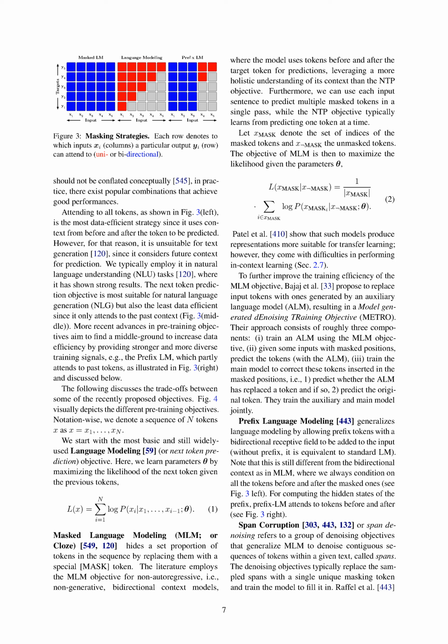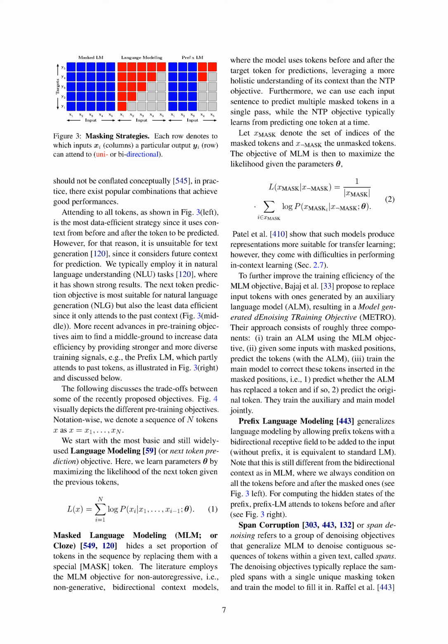The most basic and still widely used objective is language modeling, or next token prediction. In this approach, we learn the model's parameters by maximizing the likelihood of the next token given the previous ones. Masked language modeling, or MLM, hides a certain proportion of tokens in the sequence by replacing them with a special mask token. MLM is often used for non-generative, bidirectional context models. Here, the model uses tokens both before and after the target token for predictions.